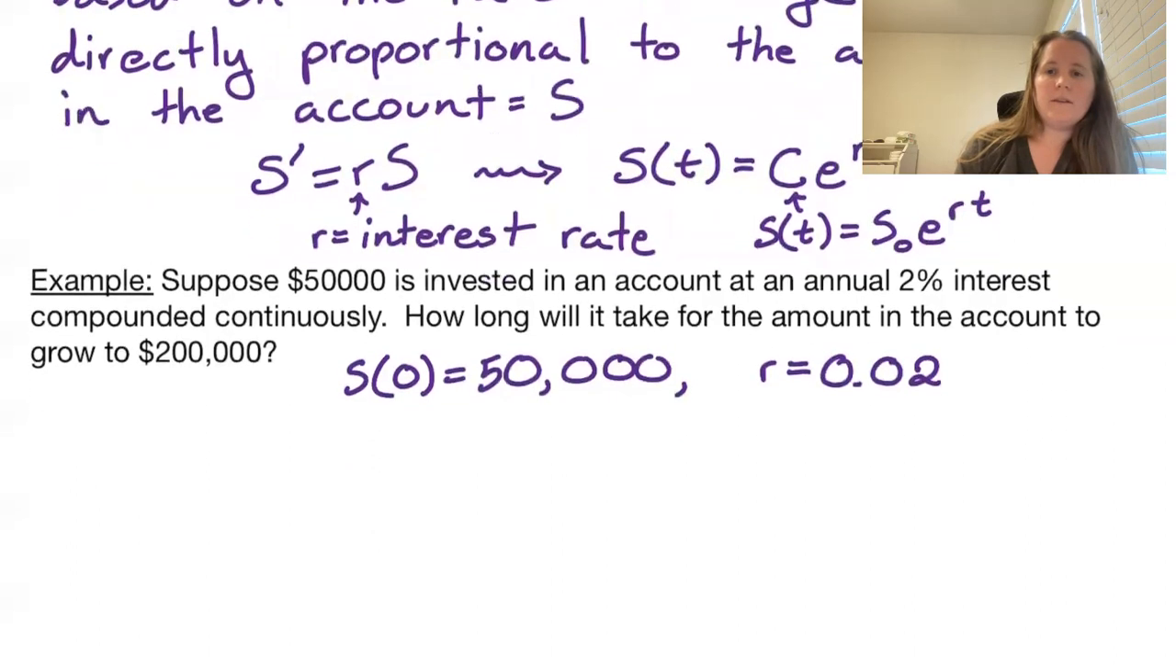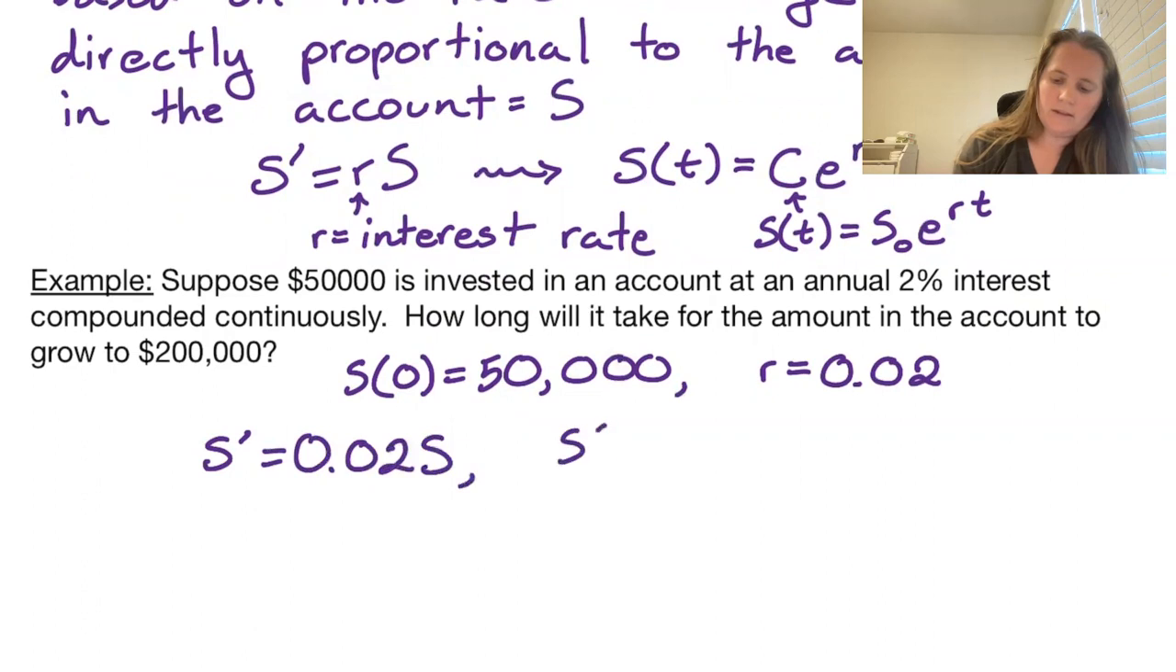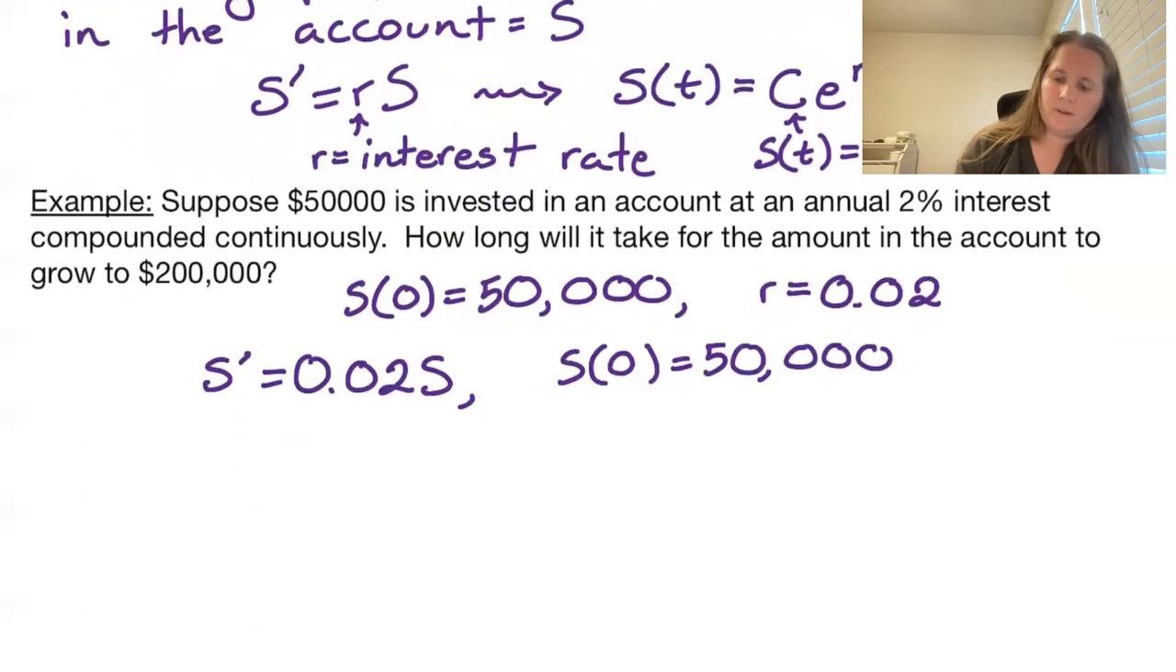We could write out the IVP if we want. So we have S prime is equal to 0.02 S with S of 0 equaling 50,000. And then we want to know at what time T do we grow to $200,000?